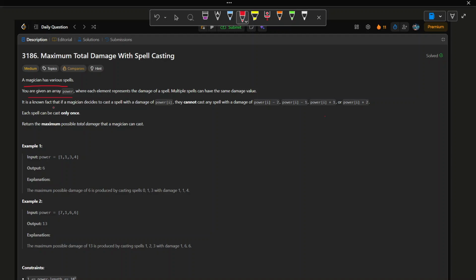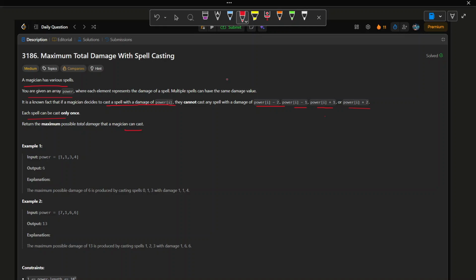If a magician decides to cast a spell with the damage of power[i], they cannot cast any spell with the damage of power[i-2], power[i-1], power[i+1], or power[i+2]. Each spell can be cast only once. Return the maximum possible total damage that a magician can cast.